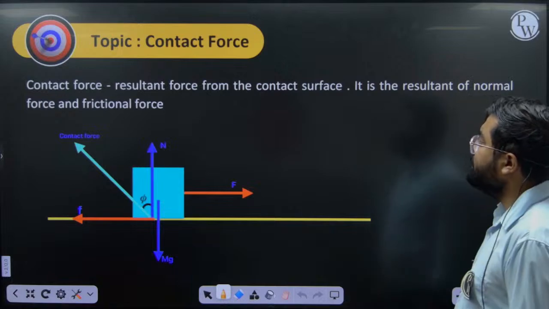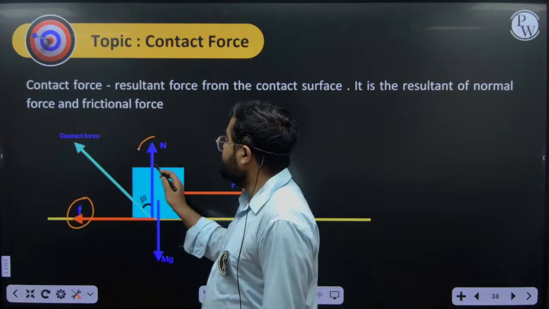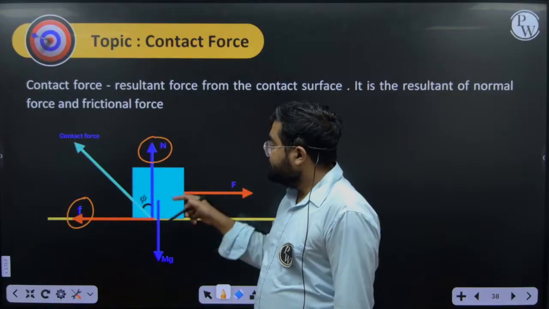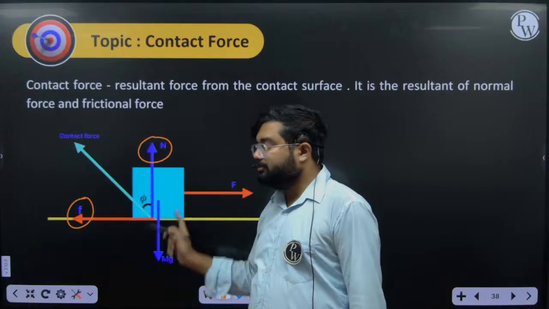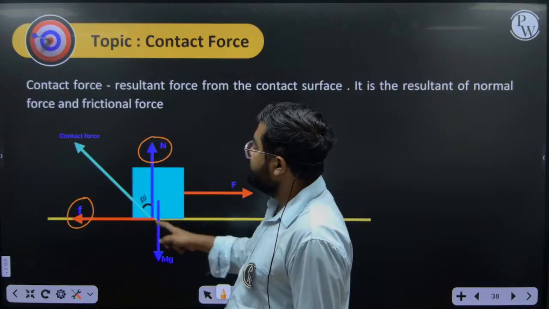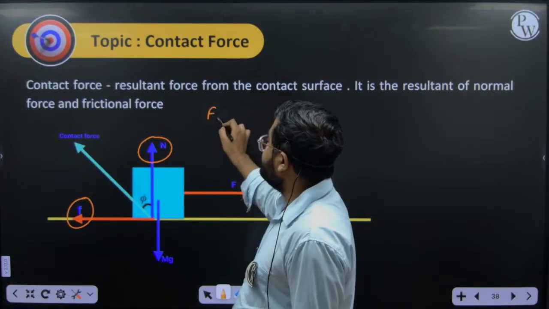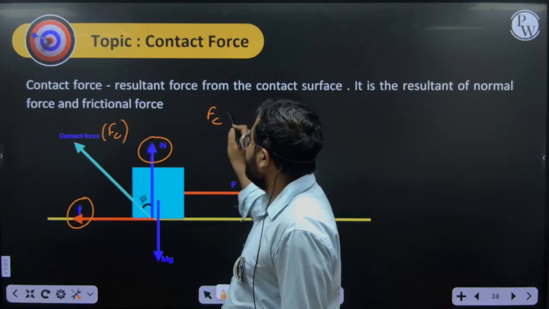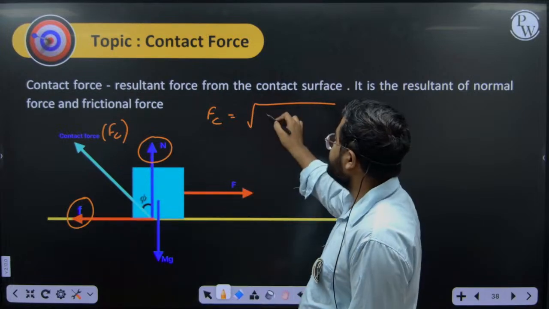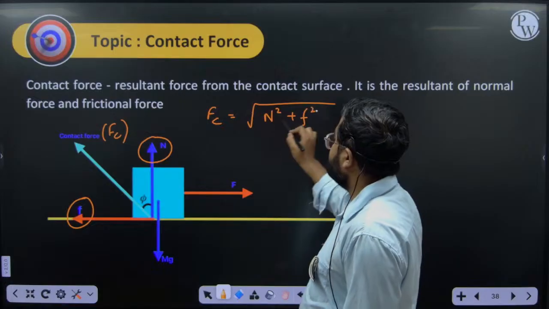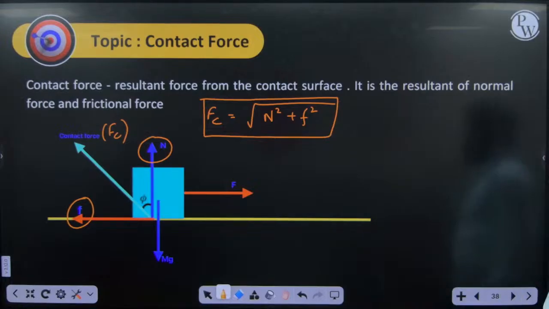All right. Next is contact force. Contact force is nothing but the resultant of friction and normal. So mg is acting, the external force is acting, friction is opposing the external force, and normal is opposing the movement in this direction. The net force of these two is the contact force. So how much is the value of contact force Fc? It is just the net of these two forces. They are in perpendicular directions, so it is simply the square root of N square plus friction square.